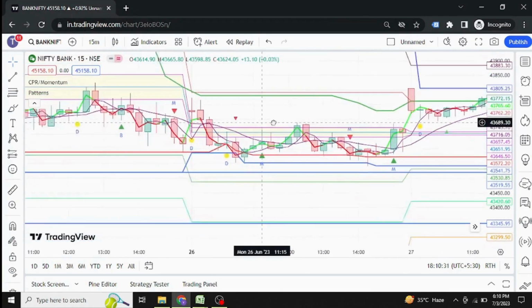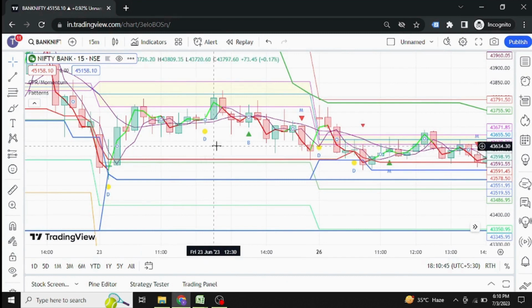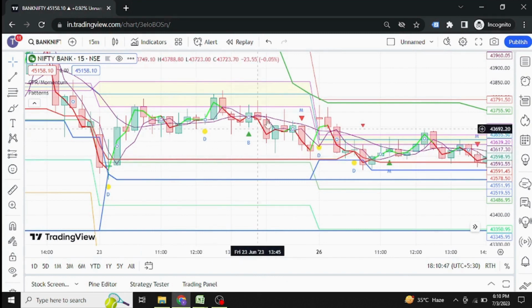You can use it for 5 minutes. You can use it for 3 minutes. You can use it for scalping also. You can use it for anything, stocks also. Just remember this support and these resistance levels. Generally, it bounces back from this support or resistance level. In case it doesn't bounce back, obviously your stop loss will be hit, and you need to take a reverse trade in that case.